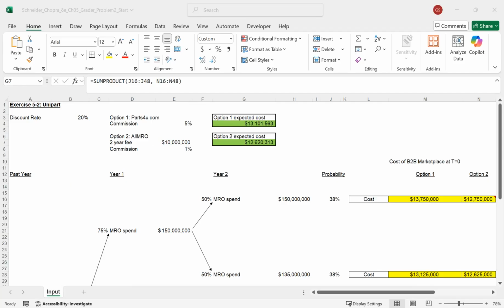This decision shows us that structured tools like decision trees and DCF analysis can help us make good sourcing decisions.